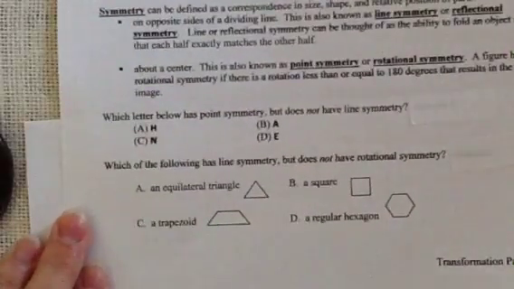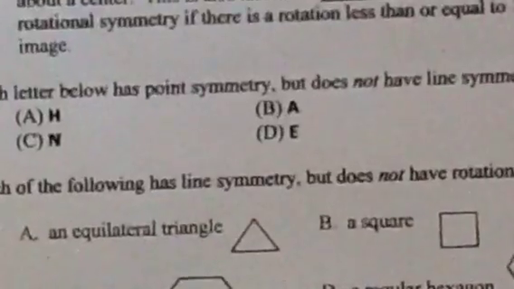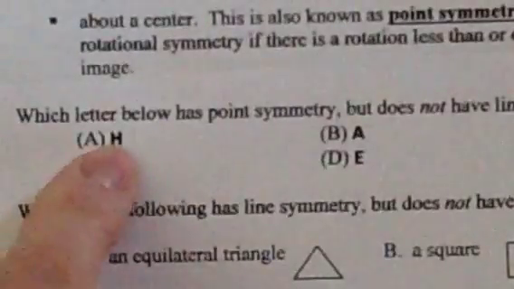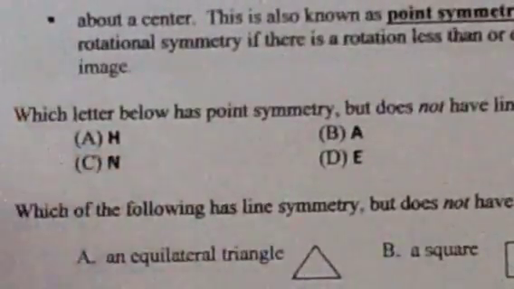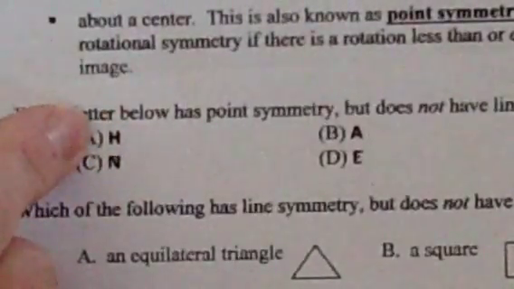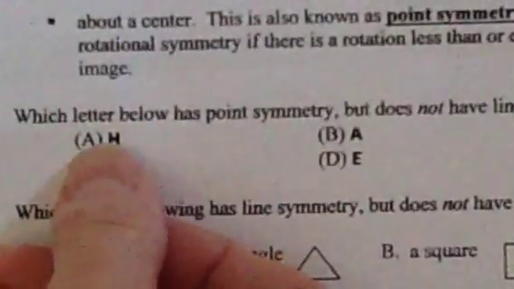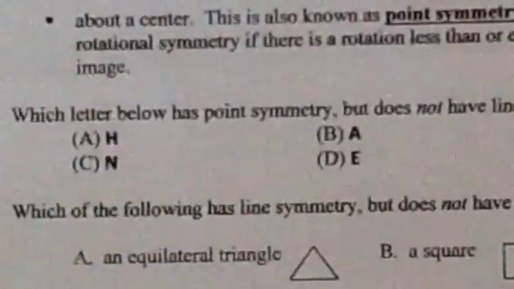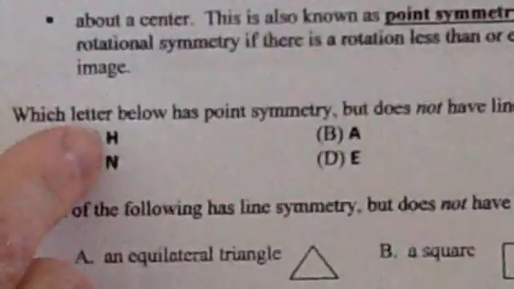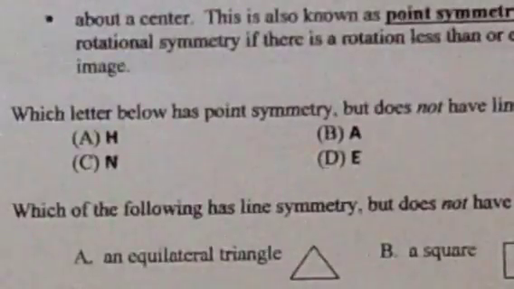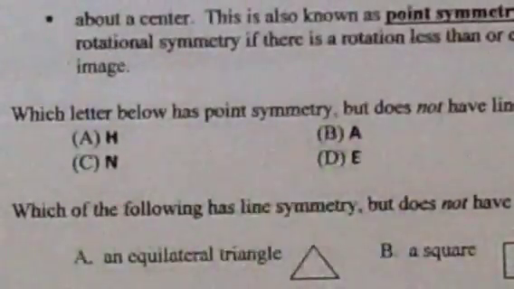So let's take a look at these two questions here. I'm going to try to zoom in. All right. So let's look at the letter H here. I could fold H along a vertical line, and one half would line up right on top of the other half. I could fold along this horizontal line here, and the bottom would line up on top of the top. I could spin this right around this center point here, and the H would look identical to itself. With A, you can see your line of symmetry.